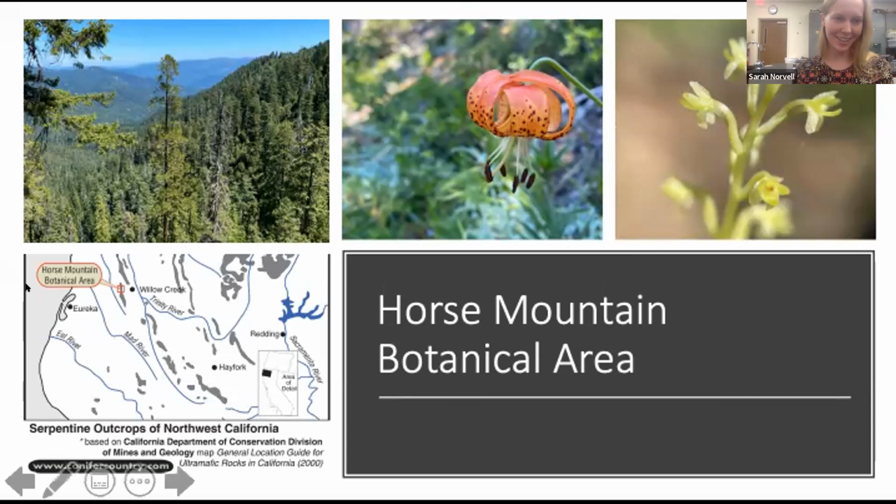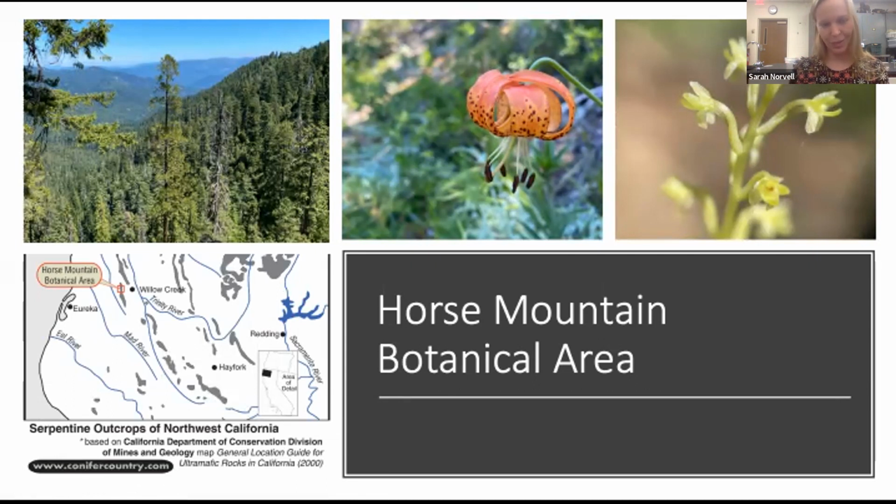You can see here in this little map that I stole from Backcountry Press and Michael Kaufman, serpentine outcrops in Northern California are in dark gray here. And just west of Willow Creek, you can see the Horse Mountain Botanical Area sits right on top of one. And as most of you know, serpentine outcrops tend to host pretty unusual plant communities due to the chemical makeup of their soils.